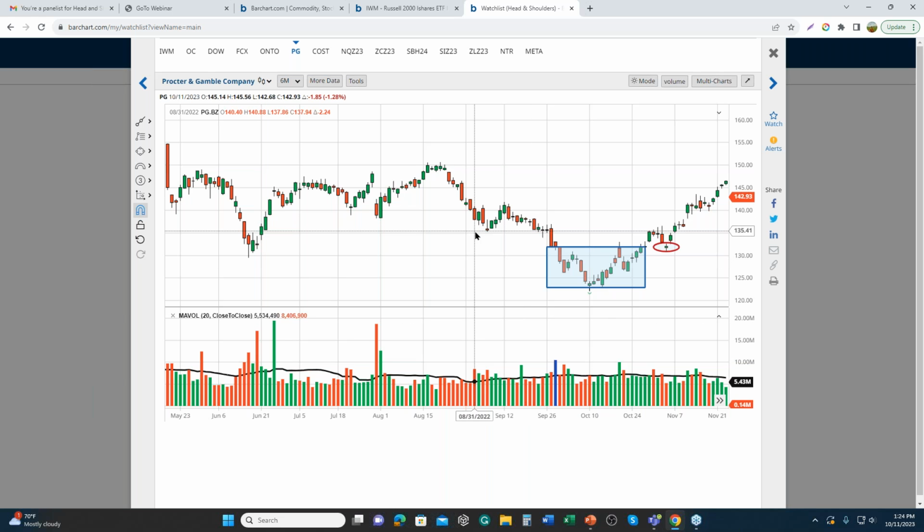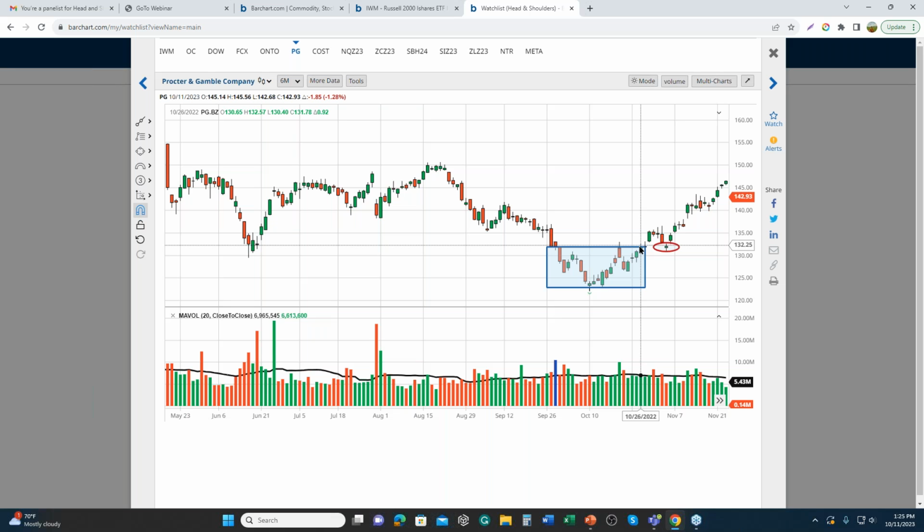So here on Procter & Gamble, again, you can see that spike in volume on the left and that slight increase in volume as we make the head. Notice the light volume as we retest or as we break through the neckline. And what did I say to you? On bottoms, you want to distrust, I think is a better word, those bottom breakouts that don't have an acceleration or an increase in volume from the head to the right shoulder and then through the breakout.